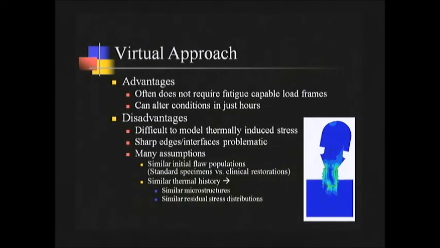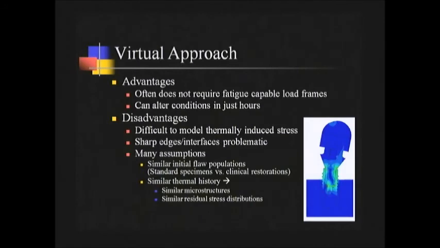The big advantage of the virtual method is you can alter your test conditions in just hours. Once you gather all the material data, you can change the angle of force application, change the amount of force biting down on the restoration. You can change the geometry of the restoration and rerun the analysis and get new predictions for lifetimes very rapidly, changing conditions. However, it has many disadvantages.